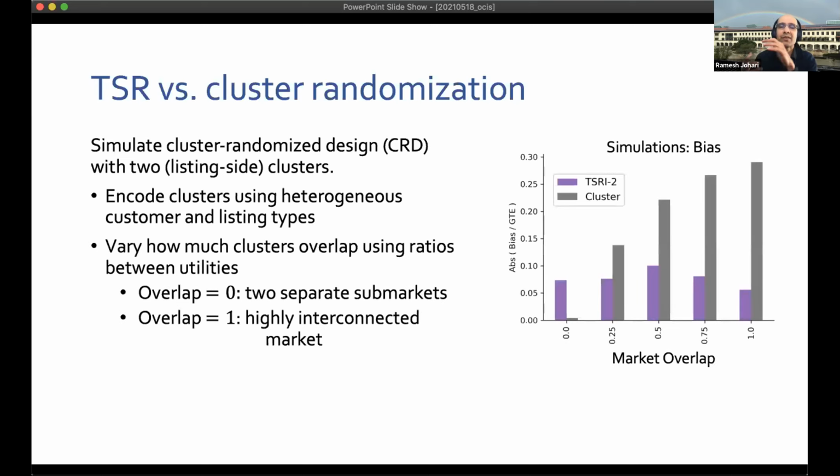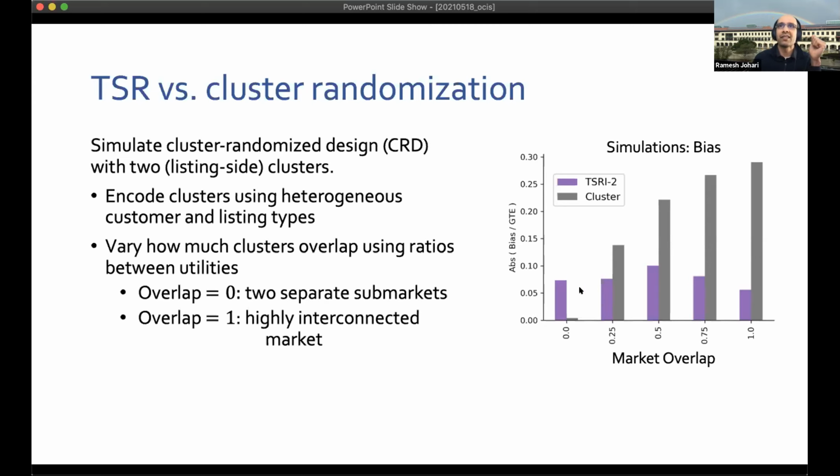We ran a simple simulation where we had two clusters and we had a parameter that controls the market overlap between the clusters. As you can see, if the clusters are completely non-overlapping, then cluster randomization yields far lower bias than our two-sided randomization estimation would. But one of the virtues of two-sided randomization, we thought, was that even if you get to small levels of market overlap, cluster randomization can start to have bias that's introduced because of these overlaps between the clusters.